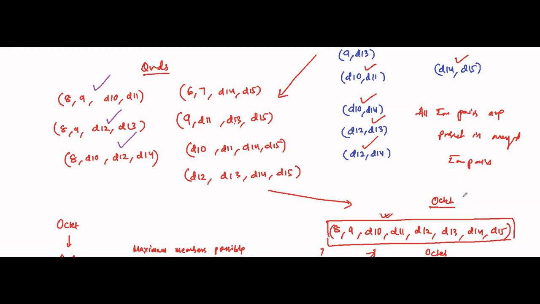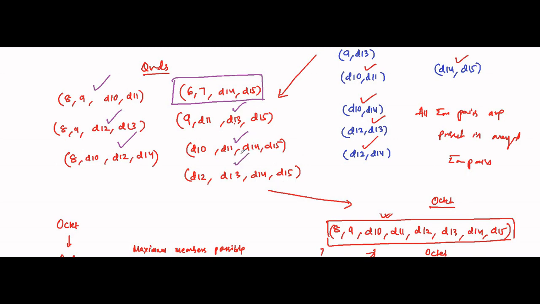6, 7, D14, D15. Okay. D14, D15 present. 6, 7 is not present. So highlight it. 6, 7 is not there in the octet. So highlight it. This is a possible essential prime implicant. 9, D11, D13, D15 present. D10, D11, D14, D15 present. D12, D13, D14, D15 present.